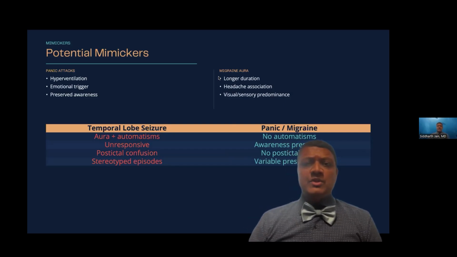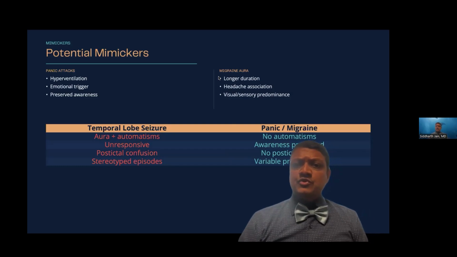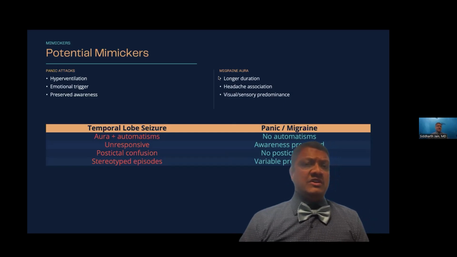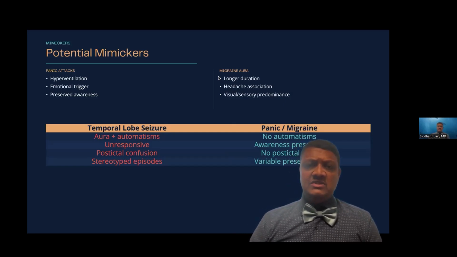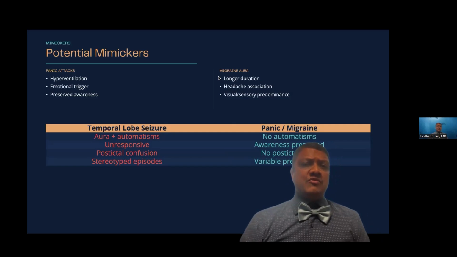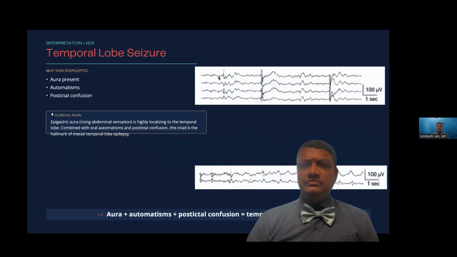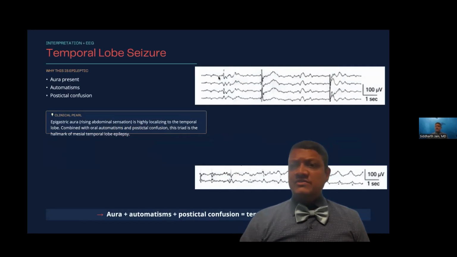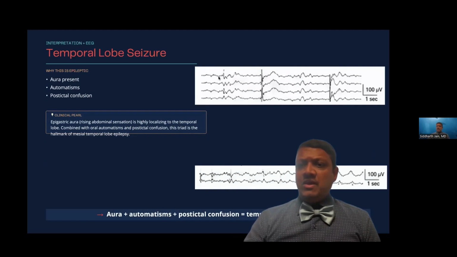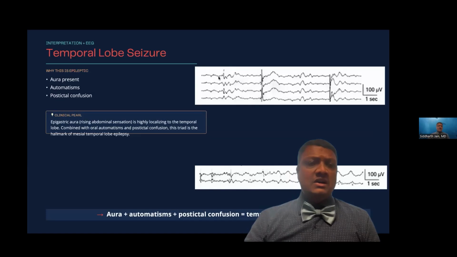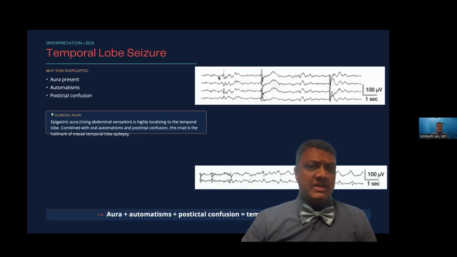They point towards a temporal lobe epilepsy, as opposed to a panic attack or a migraine, where there are no automatisms. Awareness is generally preserved and there's no clear post-ictal state, and the presentation is usually much more variable, whereas these are more stereotyped events. The EEG in this case shows left temporal sharp waves. We should get an MRI to look for a structural abnormality. In this case, treatment can involve medications, and if they're refractory, they could be a surgical candidate as well.